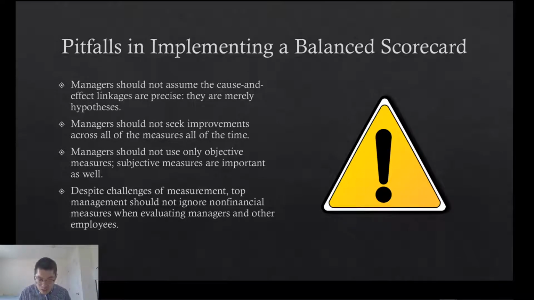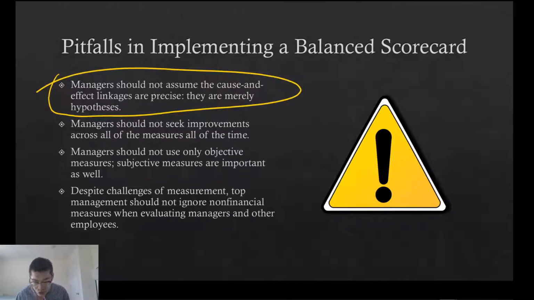So what are the pitfalls in implementing a balanced scorecard? Okay, so first, managers should not assume the causal relationships are precise. They're not very accurate. It's just some hypothesis. We think it is that way, okay? We didn't really test it out. Whether it's going to work out or not, we don't know yet, okay? So this is from experience, from historical data, so to speak. We just work with that as we go along, and probably we need to adjust our relationships.